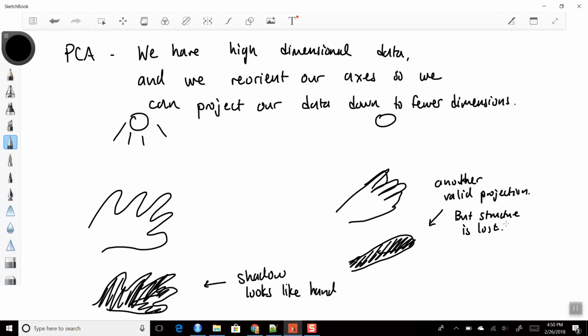What principal components analysis wants to do is find the projection that will maintain the structure that exists in our data. On Wednesday, we'll explore that by talking about how we want to find the projection that maximizes the variance in our data. So we'll end here for today, and we'll see you guys on Wednesday.